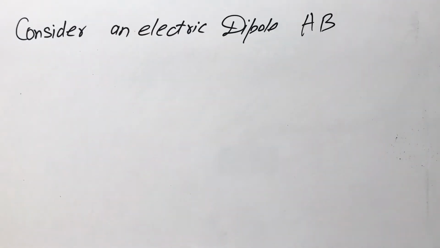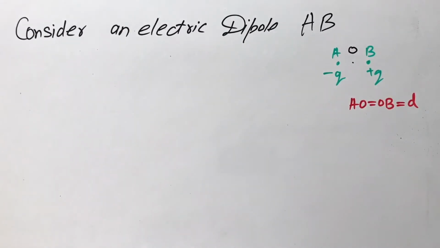Now consider a dipole AB, negative Q charge on A and positive Q charge on B. O is the midpoint, and AO is equal to OB, which is equal to D. We need to find the electric field intensity at point P at distance r from the center of the dipole O.